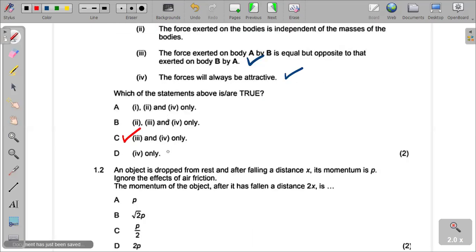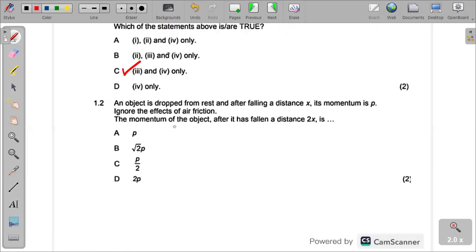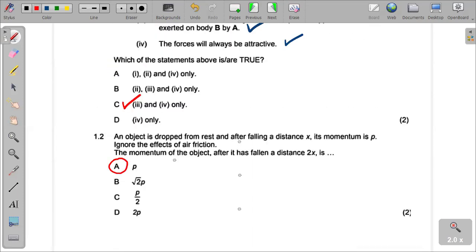1.2, an object is dropped from rest and after falling a distance x, its momentum is p. The momentum of the object after it has fallen a distance 2x is still p, apparently. Momentum is the product of mass and velocity. So it is dependent on the mass and velocity only, right? So it will still remain the same. Let's go to the next question.